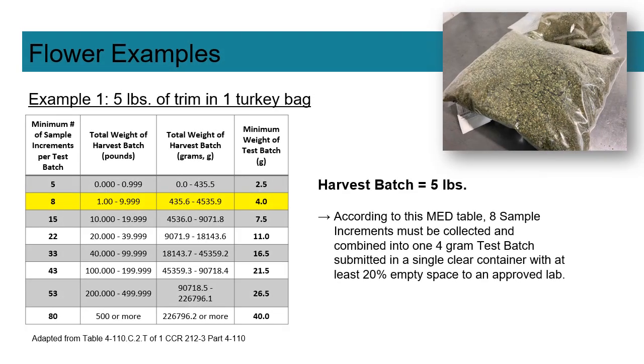Example 1. 5 pounds of trim in a single turkey bag. The harvest batch in this example is 5 pounds. According to the MED table, 8 sample increments must be collected and combined into one 4-gram test batch container. This single container will be submitted to an approved lab for all test types.